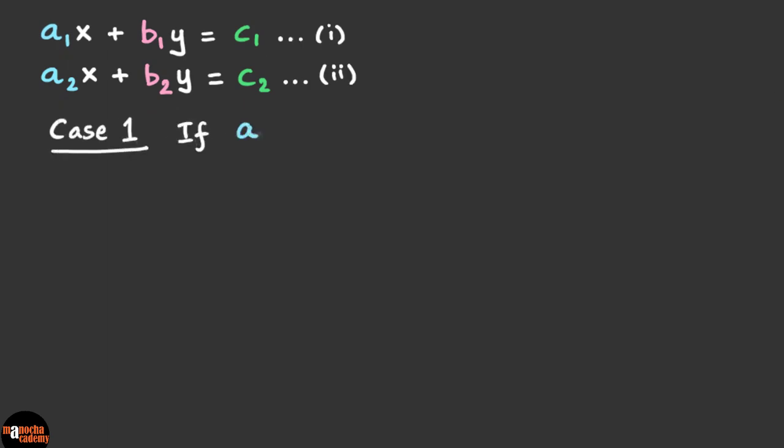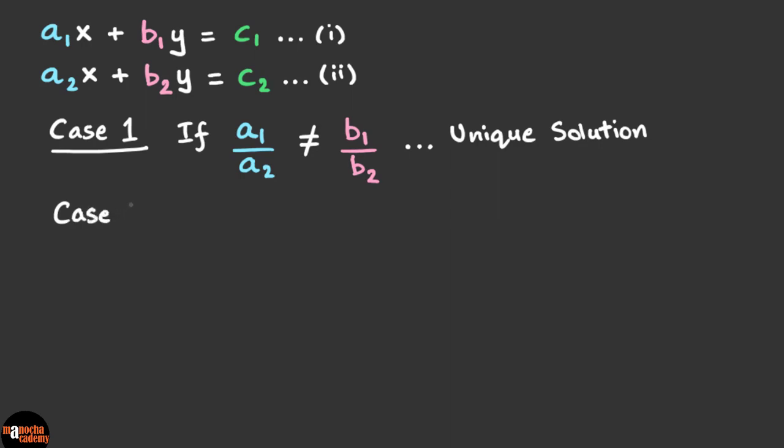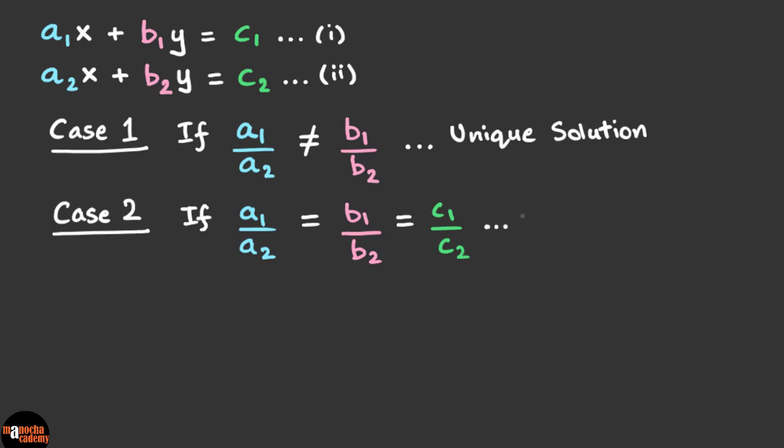Let's look at case 1. If a1 by a2 is not equal to b1 by b2, then the pair of equations have a unique solution. So the graph will have intersecting lines. Case 2, if a1 by a2 is equal to b1 by b2 is equal to c1 by c2, then the pair of equations have infinite solutions. So the graph will have the two lines coincide.